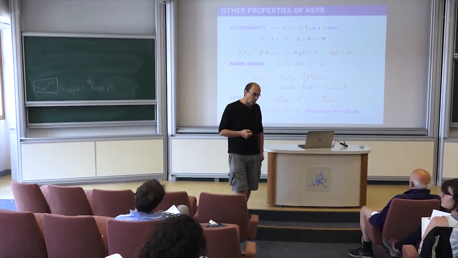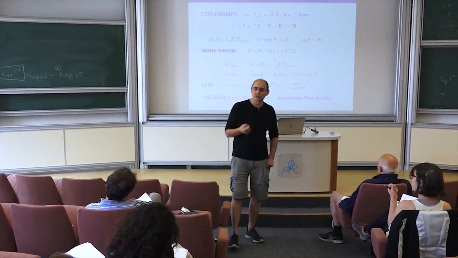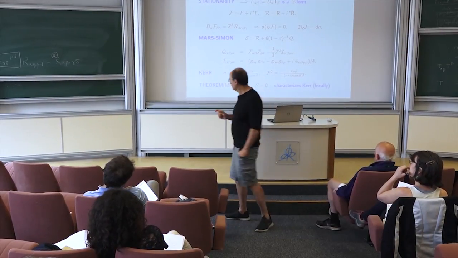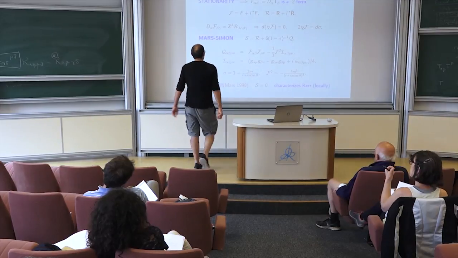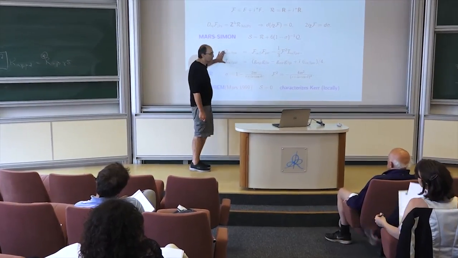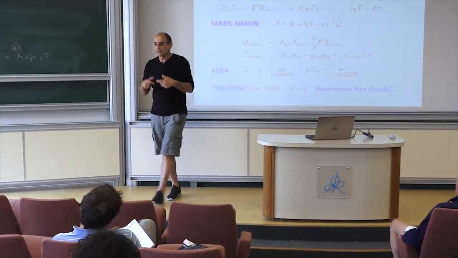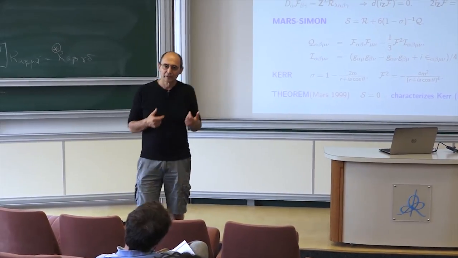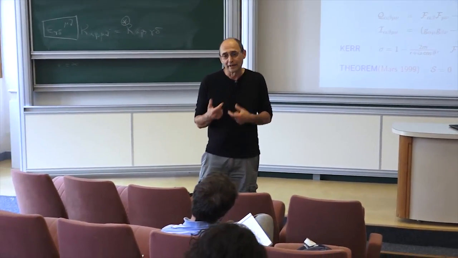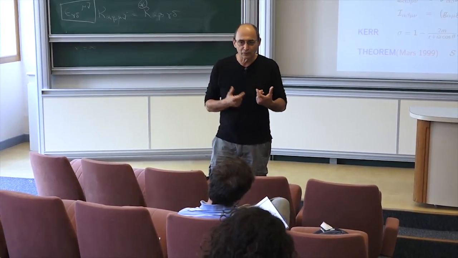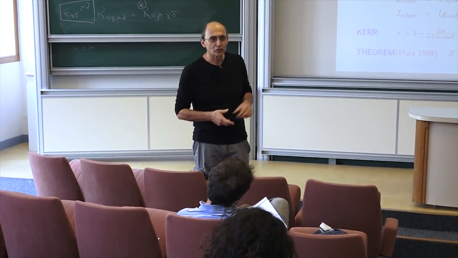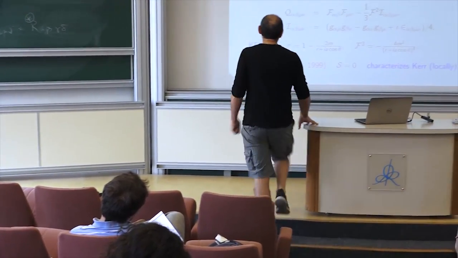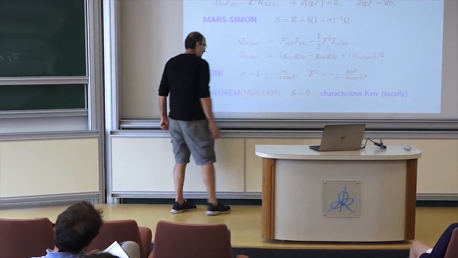Can you state the, if you want to have it global, you need additional conditions at infinity, right? That's all you need. Without giving additional conditions at infinity, the only thing I can say is that in a neighborhood of any point, I can show that if the Mars-Simon tensor is zero, the space-time is Kerr, but it can be Kerr in whatever different morphism. Right? So to get exactly the Kerr solution the way we know it, you need also some kind of global conditions. All right? But anyway, for the moment, I think the local characterization is good enough.